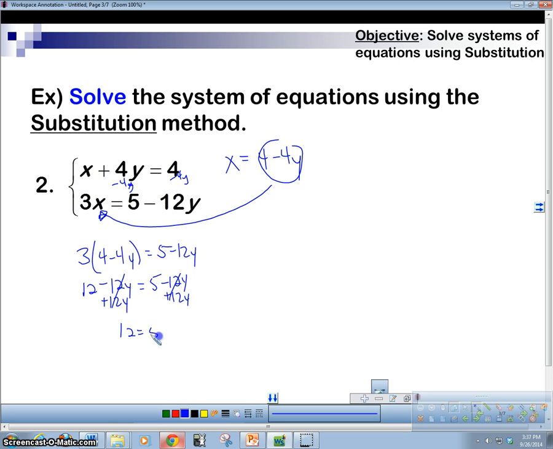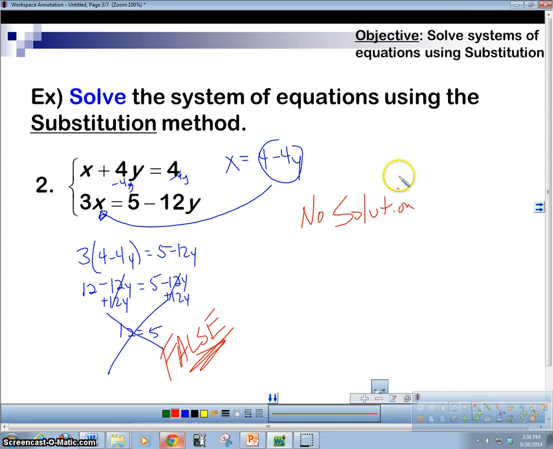12 equals 5? 12 doesn't equal 5. 12 does not equal 5, ever. So this is a false statement. If we get a false statement, what is our answer going to be? That is right. The answer is no solution.